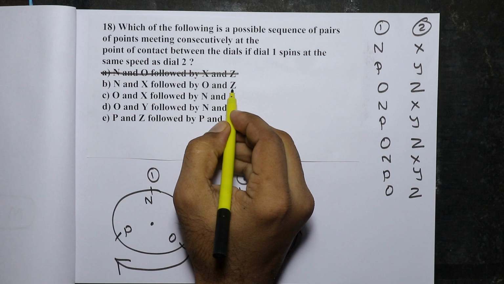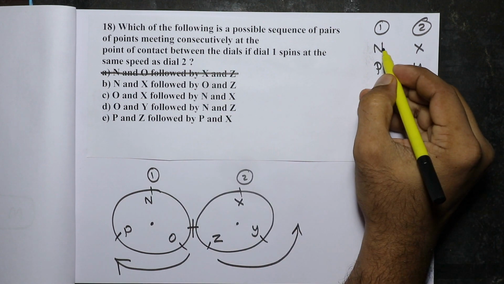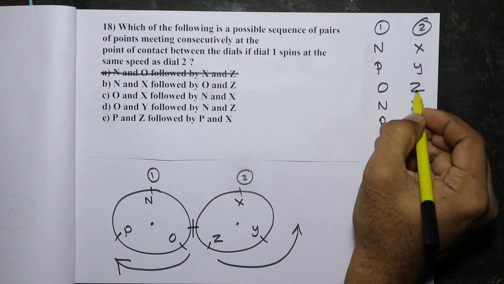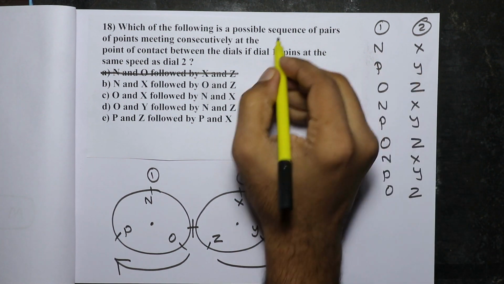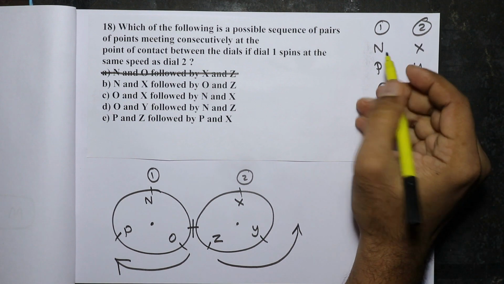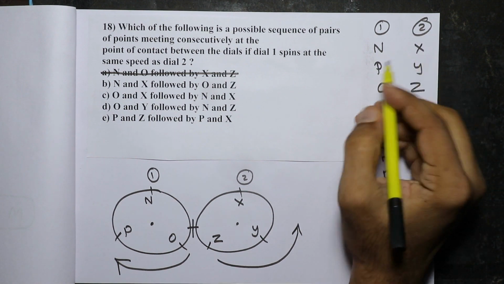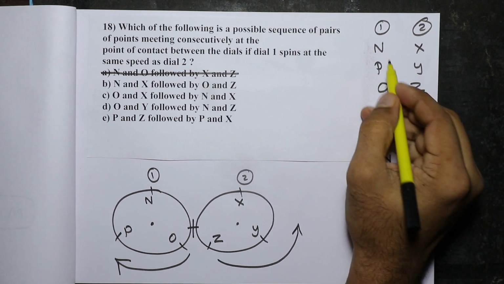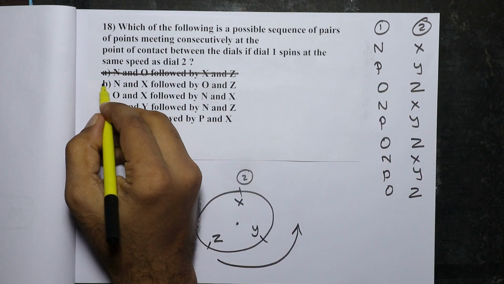NX followed by OZ. So you have NX and the next one will be PY and the next one will be OZ. But we need to find out two consecutive pairs. So the first one is NX, which means the next one will be PY. OZ will be the one after that. They are not consecutive. So B is also wrong.